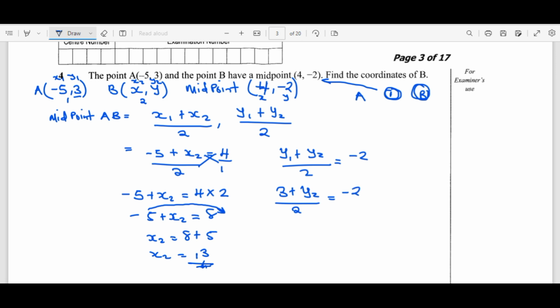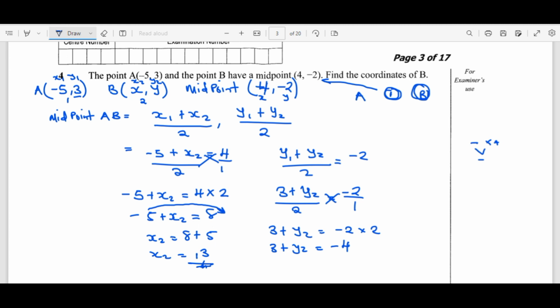So in this case, you're going to cross multiply. So it will be 3 plus y2 is equal to negative 2 times 2. So what are we going to have? Negative times positive, you'd find that the answer is negative. So we're going to have negative 4 there.